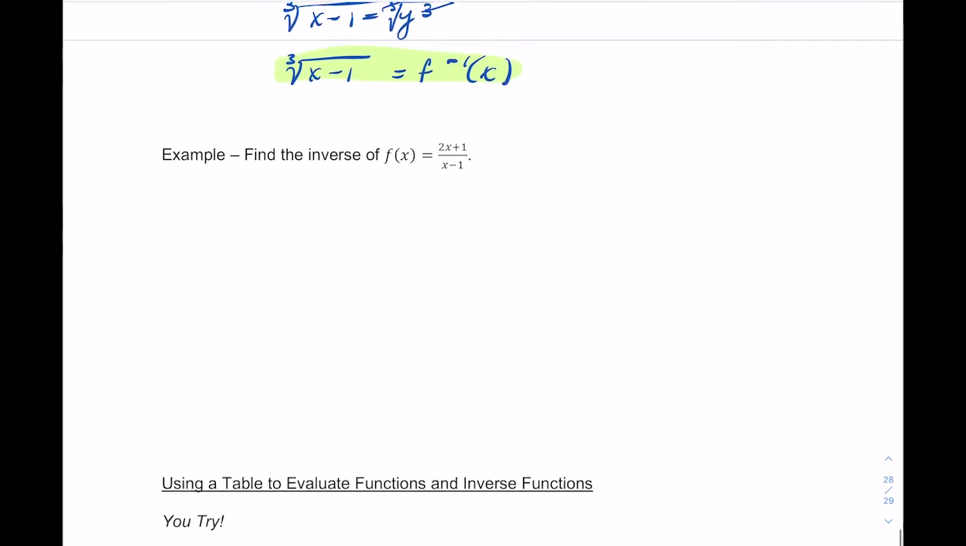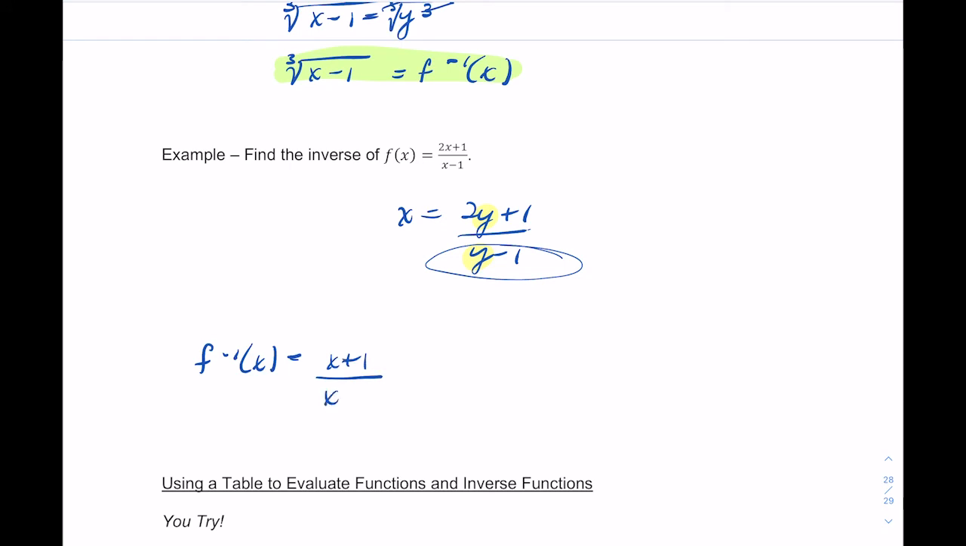You all can try the last example there. I'll give you the answer. Remember, you're going to switch x and y, so it's going to look something like this. And then you're going to solve for y, and you're going to have two issues. One of them is that there's going to be two y's, so you have to narrow it down to one. The other problem is that you have a y in the denominator, so you have to move it somehow. But the answer you should get for your inverse is going to be x plus 1 over x minus 2.